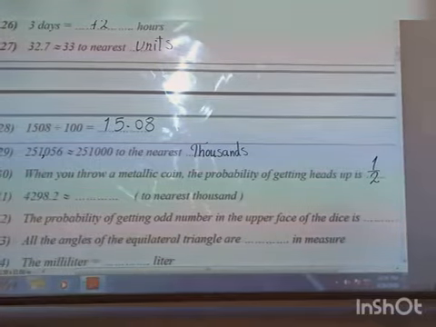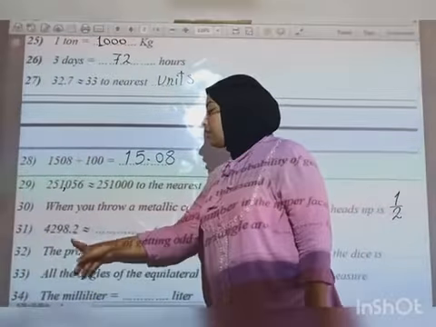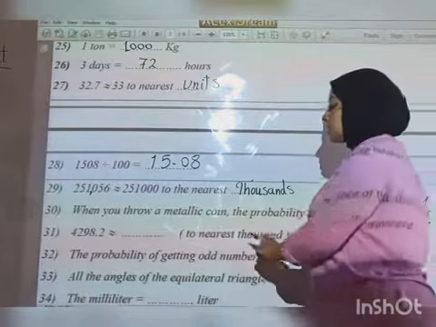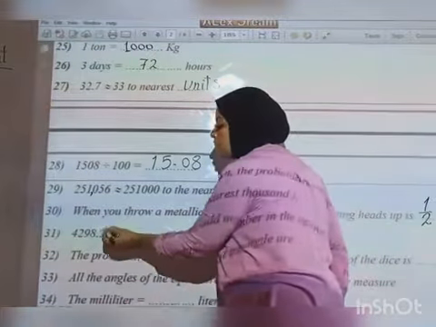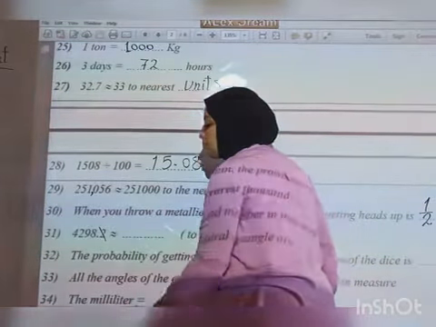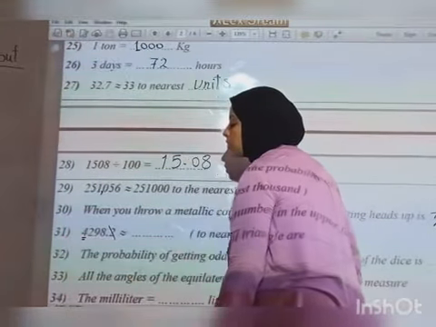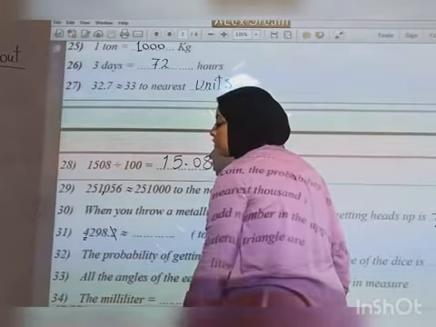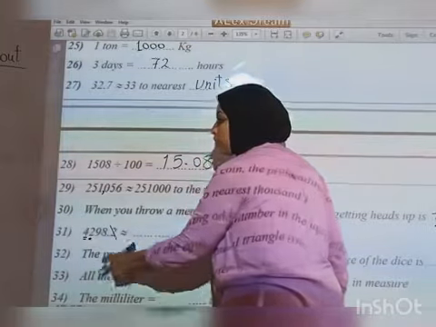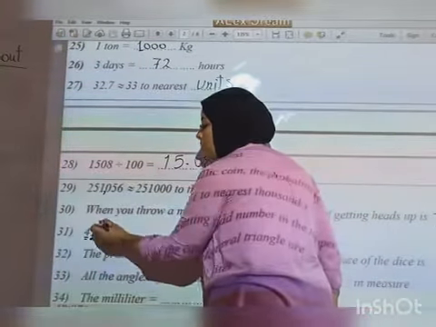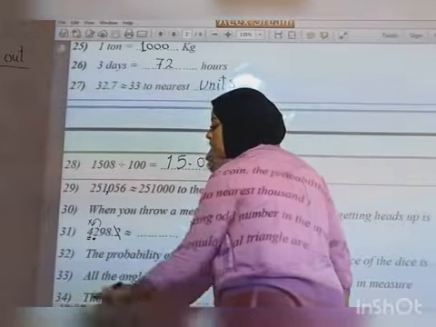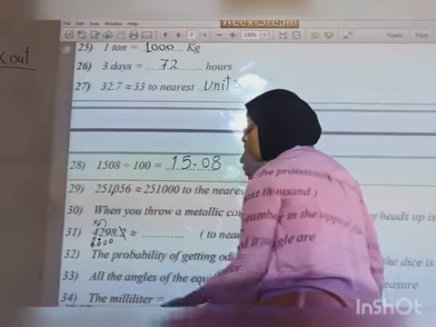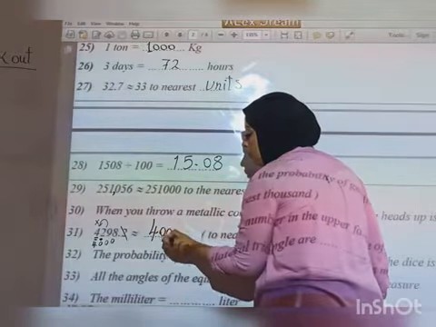Number 31. 4,298.2. Approximate to the nearest thousand. To the nearest thousand means we are on the whole part, so we cross the decimal part and stop at the thousands digit, which is 4. We look at the right digit, which is 2. 2 is less than 5, so it will not add anything to 4. So 4 will still be 4, then 2 will be 0, 9 will be 0, and 8 will be 0. So the answer will be 4,000.